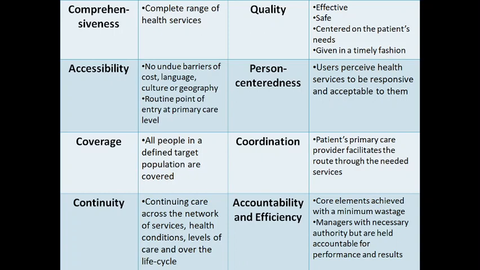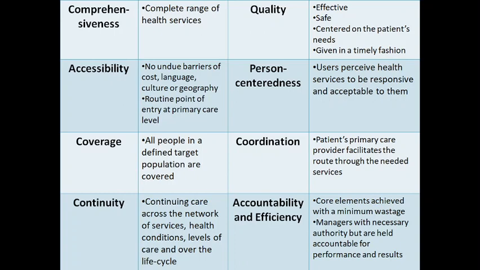The third attribute is coverage, wherein all people in a defined target population are covered. So it's very popular nowadays, what we call universal health care, wherein everyone in that particular area, or geographical area, are covered by the health services.